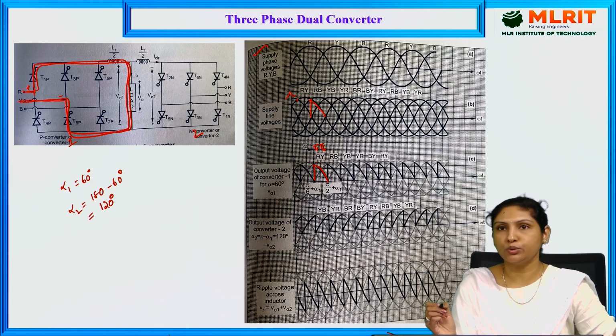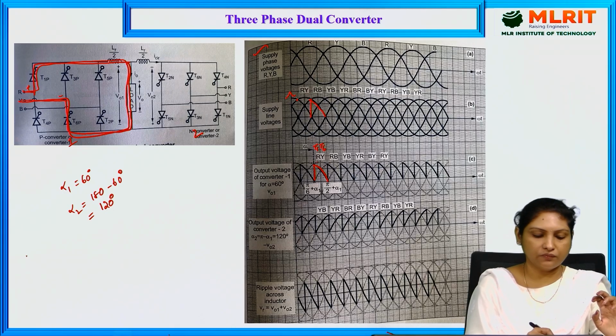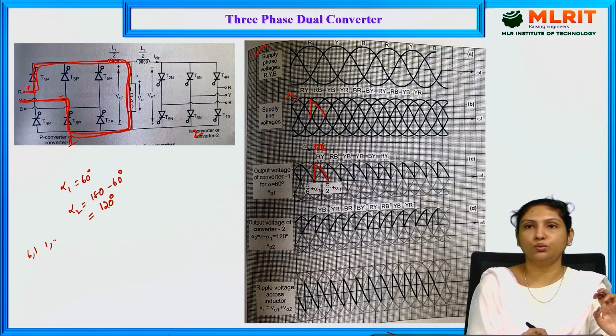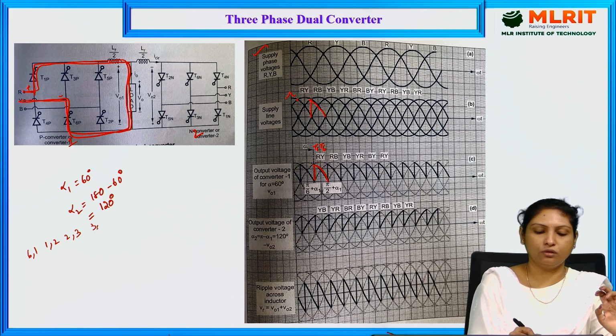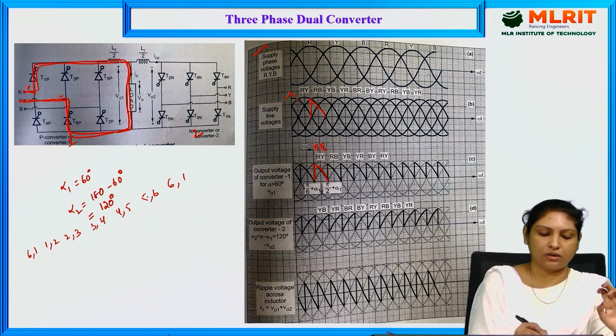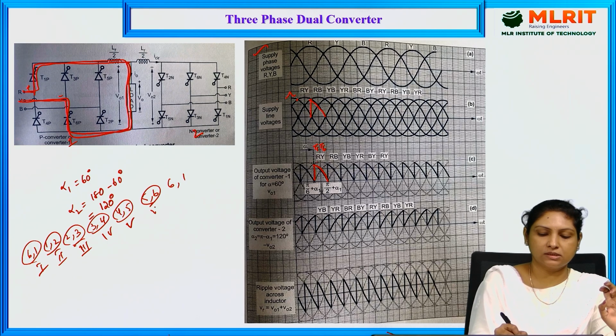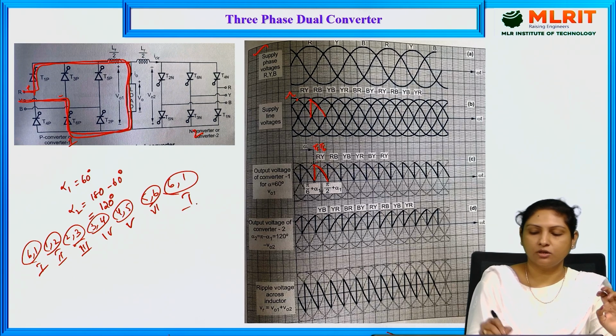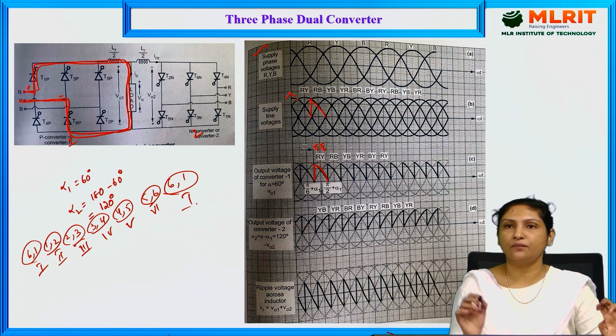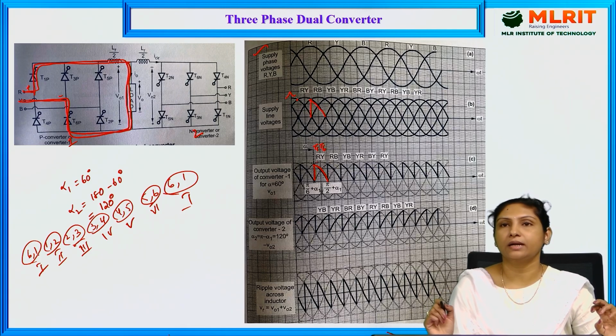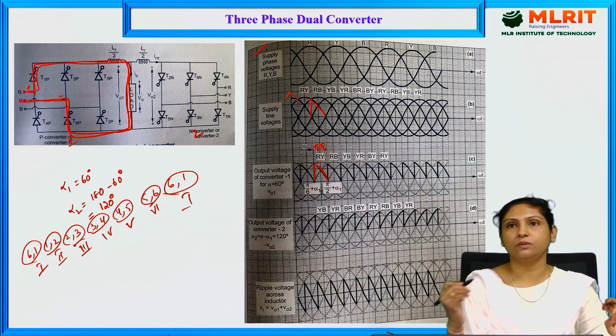As I already told you, the sequence for the full converter will usually be 6 1, 1 2, 2 3, 3 4, 4 5, 5 6, and again the cycle repeats with 6 1. So this is interval 1, 2, 3, 4, 5, 6, and again 1. This is the sequence of intervals in which the thyristors usually conduct. And see here, 6 1 is conducting because the RY phase is appearing.